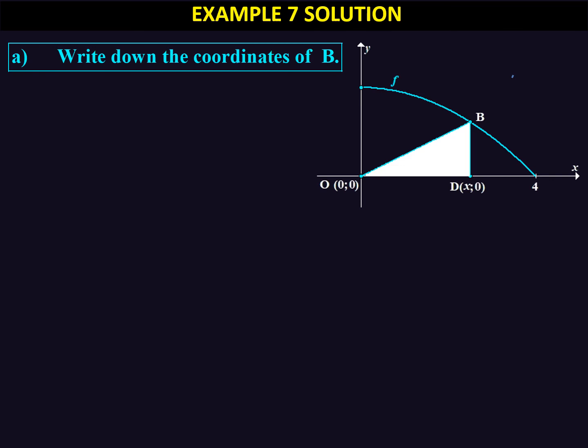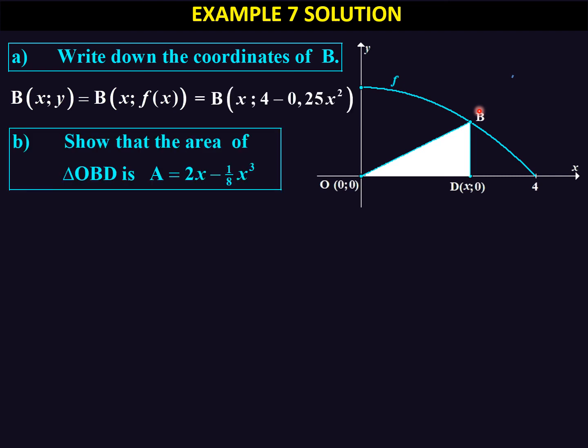We want the coordinates of B. What are coordinates normally? That's right, x and y. What can the y be? Y is our f(x) value. What is f(x)? It was given to us: 4 minus 0,25x squared. Show that the area, see here, they're giving you the area. So you just have to use the area of a triangle. That's right, half times OD times the height, which is BD.